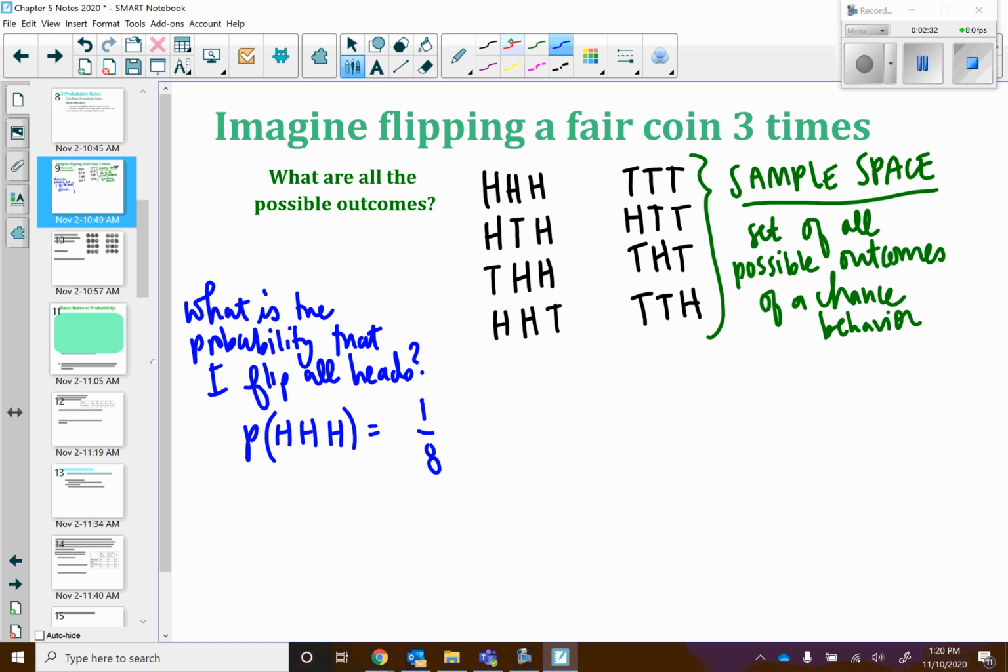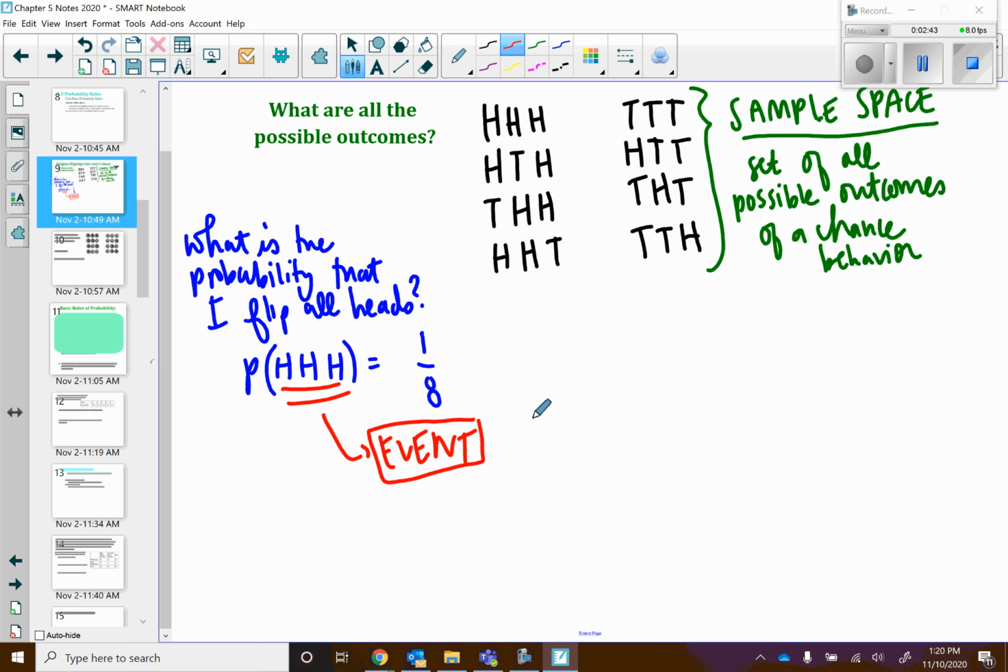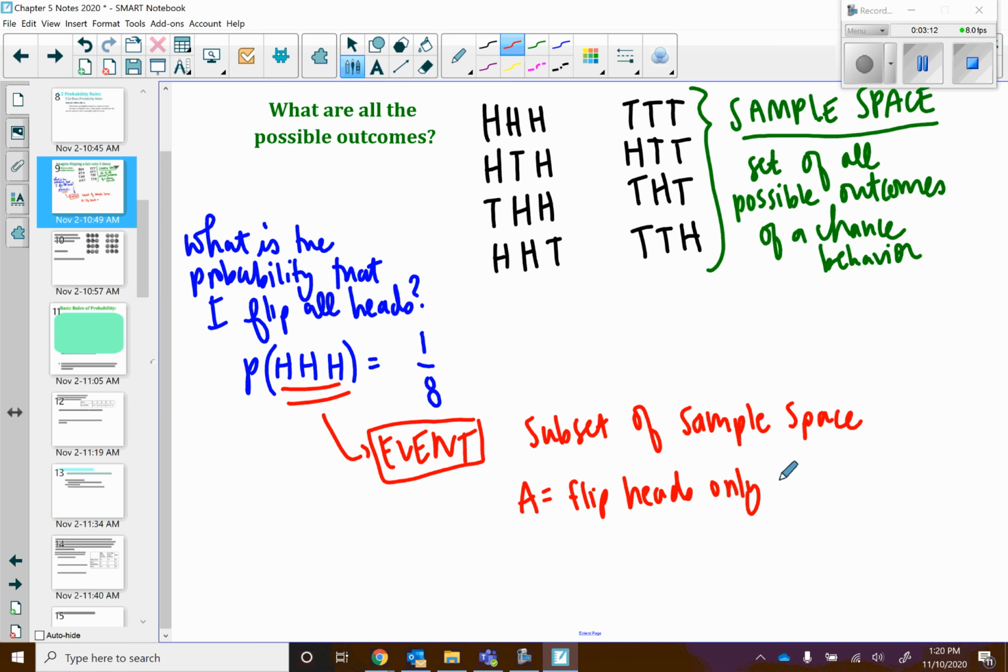What we just looked at, this right here, is known as an event. An event can be defined as a subset of the sample space. A subset of our sample space. And an event is often defined either by explicitly writing out the event like we did, or you can write it, usually they do capital letters. So let's say A is I flip heads only once.